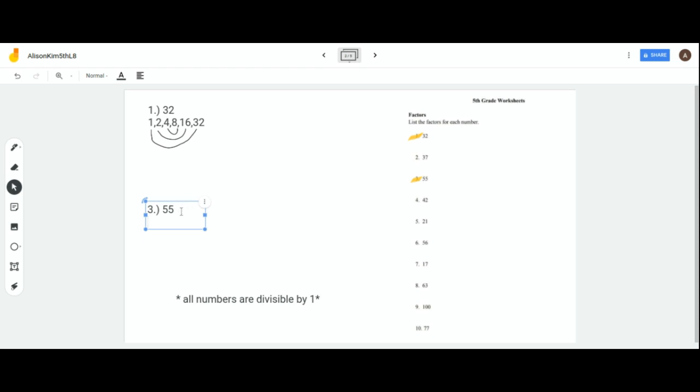So let's move on to number 3. This one is fairly easier. We know that 1 times 55 equals 55, right? Now let's try number 2. 2 is not a factor because 55 is not divisible by 2. Let's try 3. Nope. Not a factor. 4, nope. 5, yep, because 5 times what?